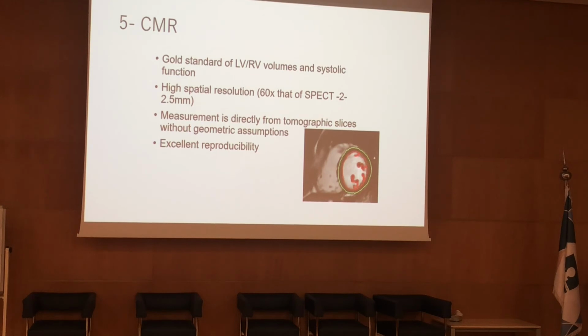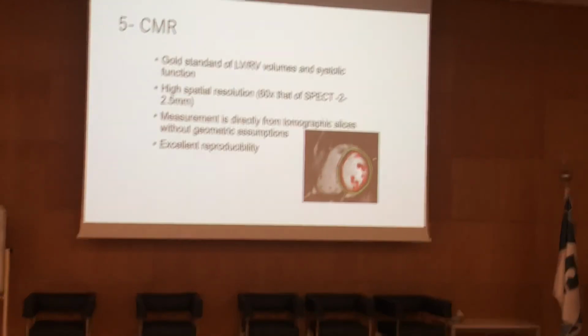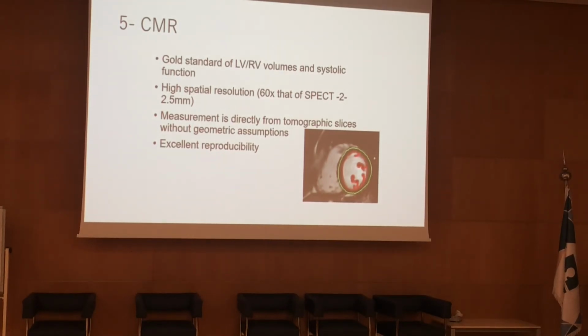MRI. MRI is a gold standard to assess heart function, especially left ventricle, right ventricle. It is comparable to MUGA scan or RNA scan in assessment of left ventricular function, and it's better than all modalities in assessment of the right ventricular volume and function. It has high spatial resolution and excellent reproducibility, which means if any of you do this MRI and contour it, you give the same result as all of you. So it is a very accurate test.